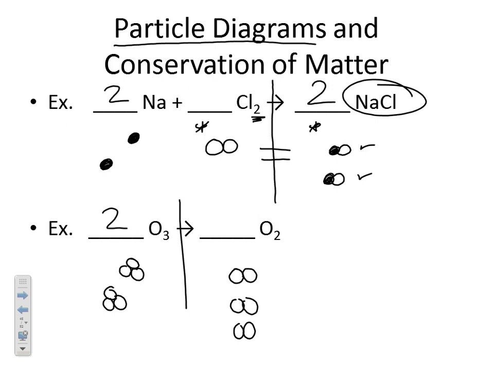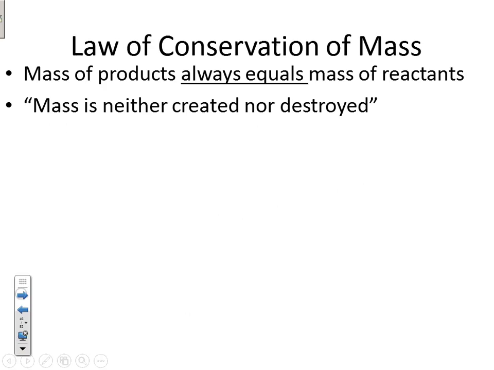And if I'm putting this in terms of the actual equation, I put a 2 out in front of the O3 to indicate 2 of them, and a 3 out in front of the oxygen to indicate 3 of those particles. But we also see the law of conservation with mass, which says that the mass of the products is always equal to the mass of the reactants.